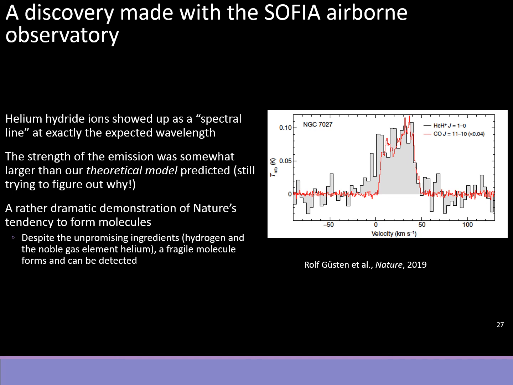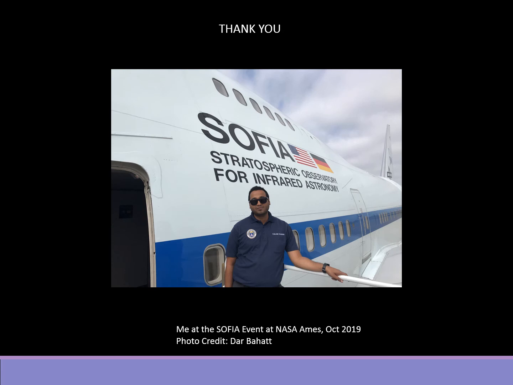So what happens here is after the helium hydride is discovered, there is a spectral line that's shown up at the expected wavelength for helium hydride. The strength of the emission was somewhat larger than the theoretical model predicted, but that's still ongoing research. And we have good news that we can predict the age of stars using helium hydride concentration. That's about it. I'm reaching the end of the presentation.